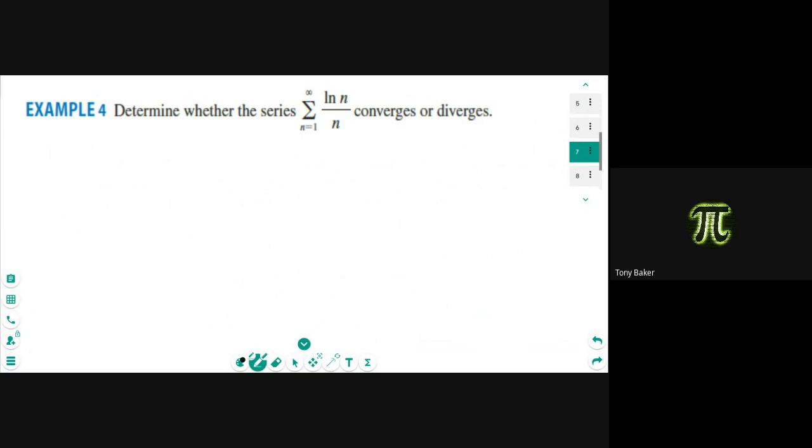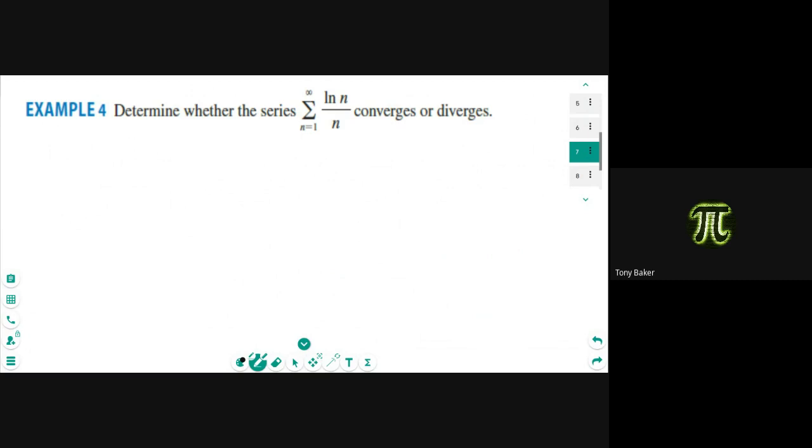Where is ln or a log discontinuous? ln of e is 1. ln of 1 is 0, but 0 is continuous. 0 is an answer. But ln of 0 is negative infinity, so it is discontinuous at 0. It's also discontinuous at 0 because n can't be 0, right? But I'm starting at n equals 1, so I'm not using the 0 anyway. So we're good with that.